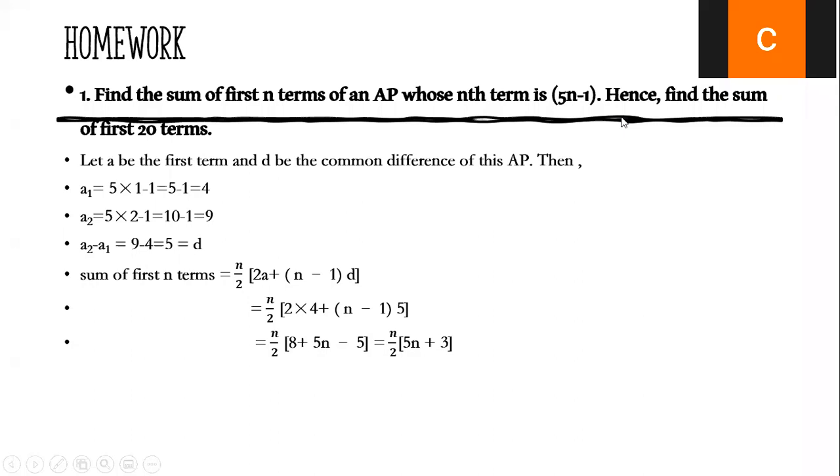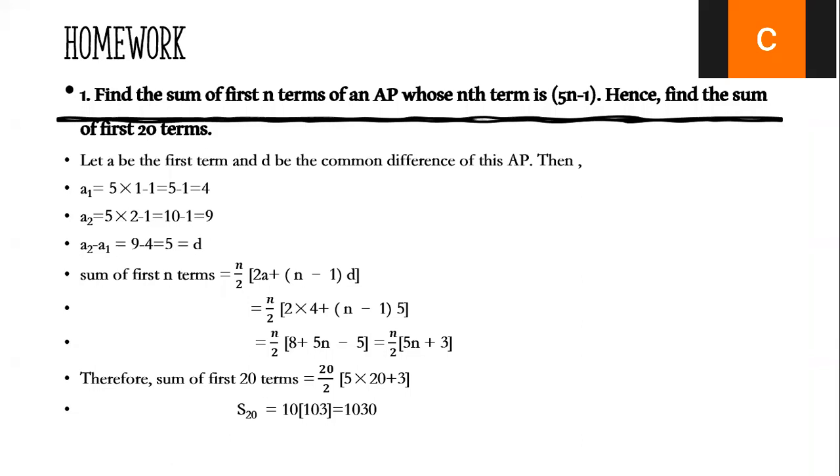And here they're asking, hence find the sum of first 20. The first question is, find the sum of first n terms of an AP. So after getting a value and d value, apply the formula for sum of first n terms of an AP. We are getting n by 2 into 5n plus 3. This is your first question answer. Second question, hence find the sum of first 20, means n value 20. So apply n value 20. Answer is 103. Anyone have doubt, children? No, ma'am.